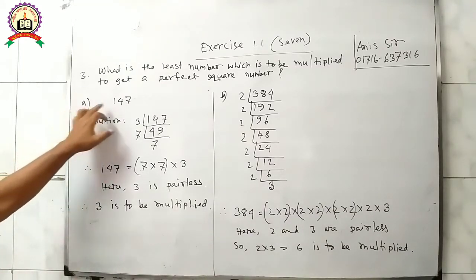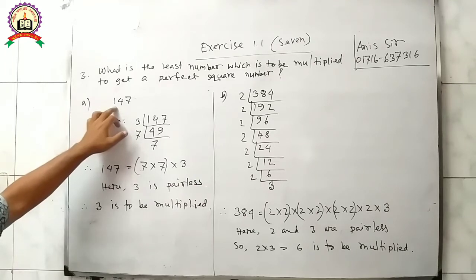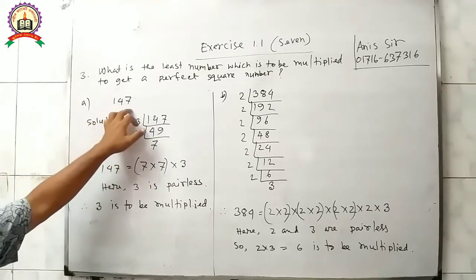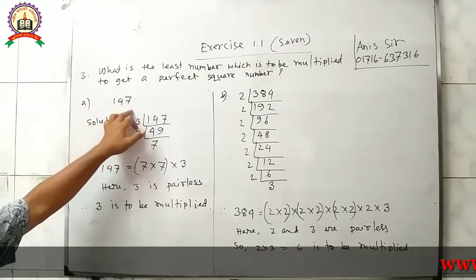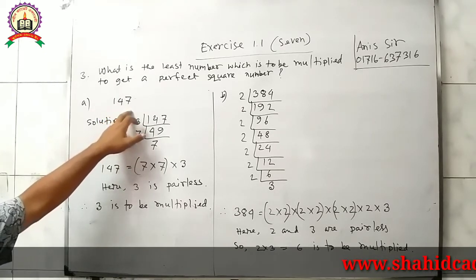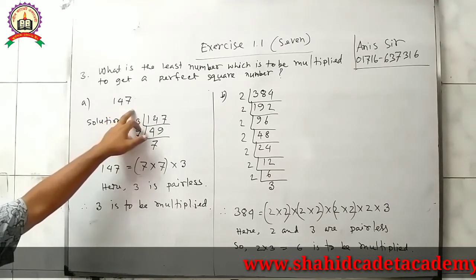A, the number is 147. It is not a perfect square number.